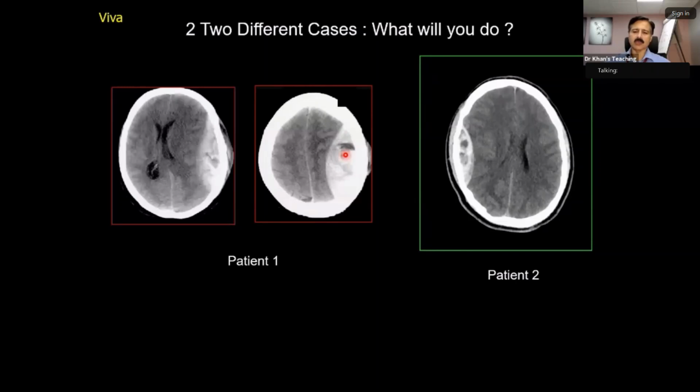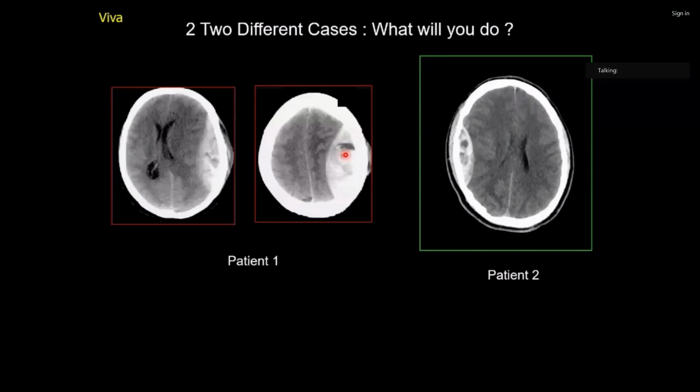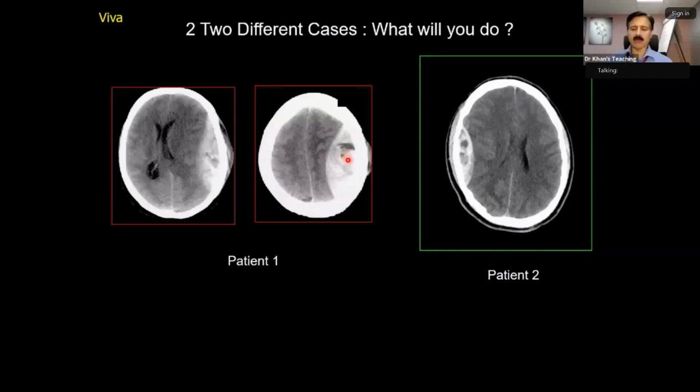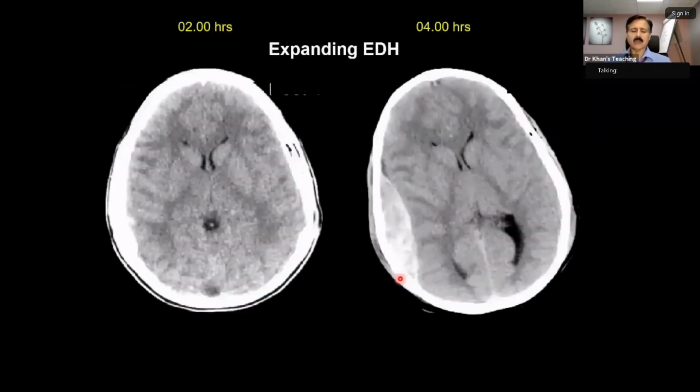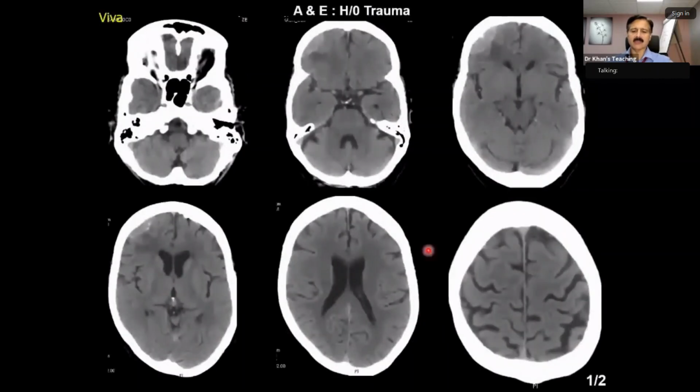Don't confuse it with the subdural hematoma. Active bleed means that the patient is bleeding while the patient is on the scanner. You don't know what will happen 10 minutes, 20 minutes down the road. What will you do? You will pick up the phone and tell the surgeons this is what is happening, and urgent management. So extradural hematomas can also enlarge, like this case here. At 2 o'clock, it is very, very small, and then it has expanded.